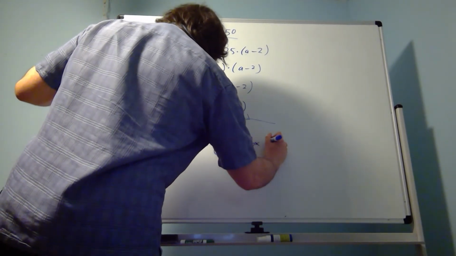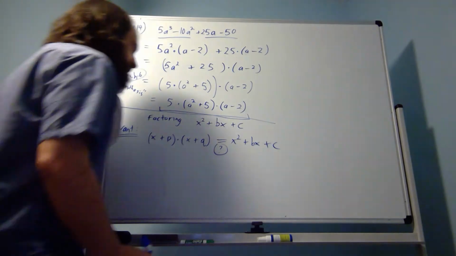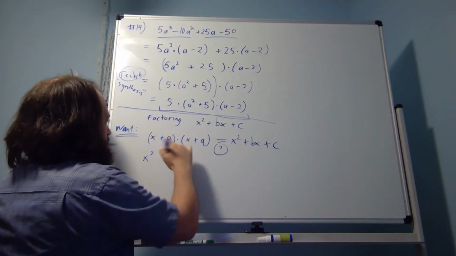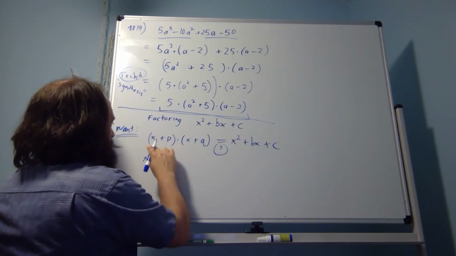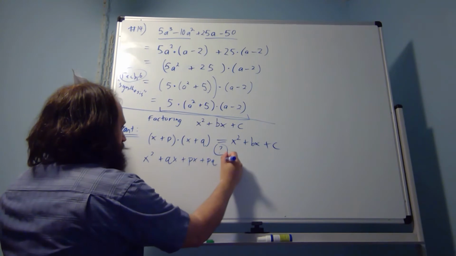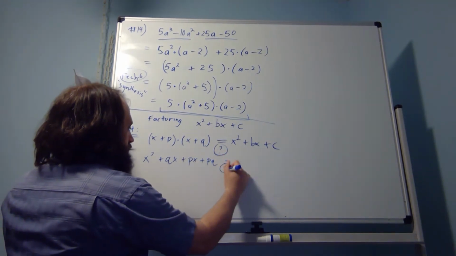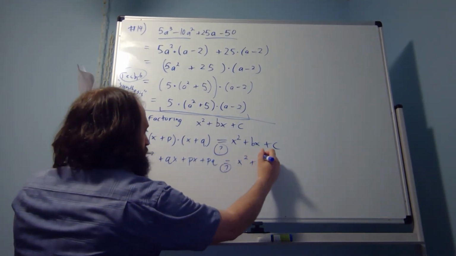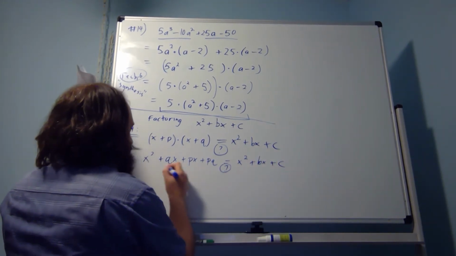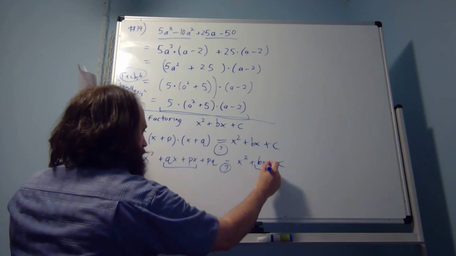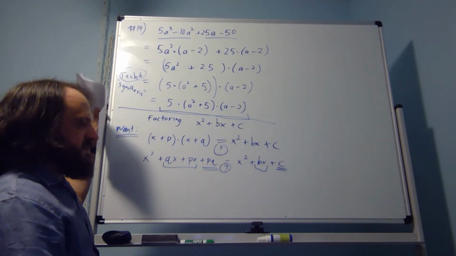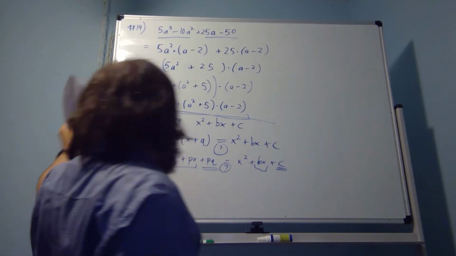So let me just tell you the general picture. This is something you might already be familiar with, but you get x squared. Each of these gets multiplied by each of these, so you get a qx, you get a px, and you also get pq. So there's this very famous thing.